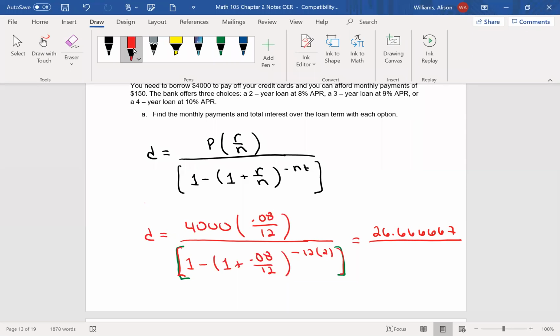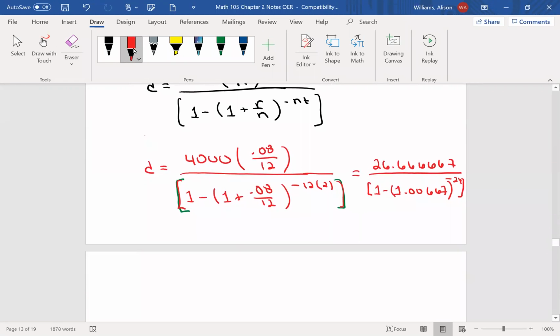So I will have 1 minus... in here, when I divide 0.08 by 12 and add 1, that's going to give me 1.00 and then a bunch of sixes, and that's to the negative 24. I'm going to squeeze that in. All right, so that's what I'm going to plug into the calculator. I'm coming down here for keeping track. So we still have the 26.666 repeating. And let's figure out what 1.00667 to the negative 24 is going to be.